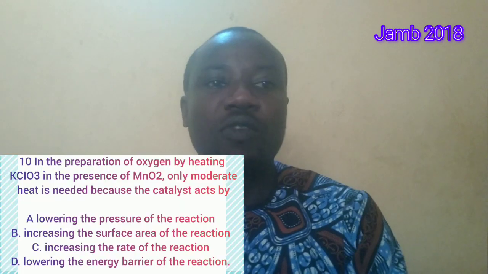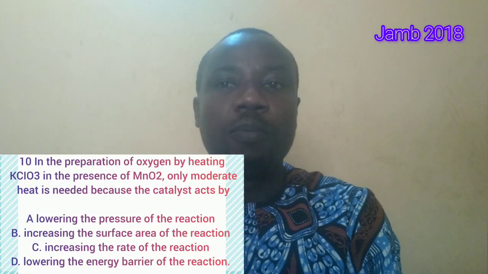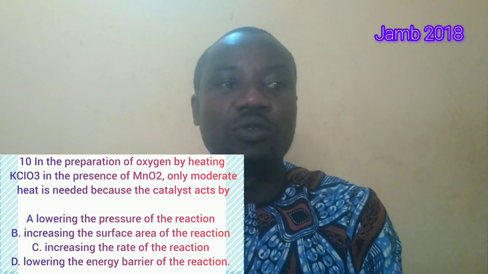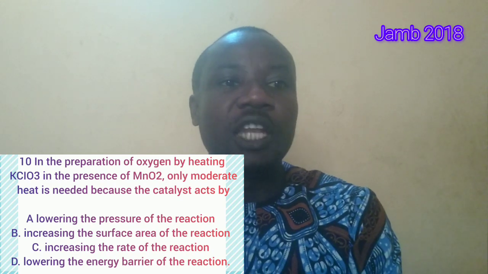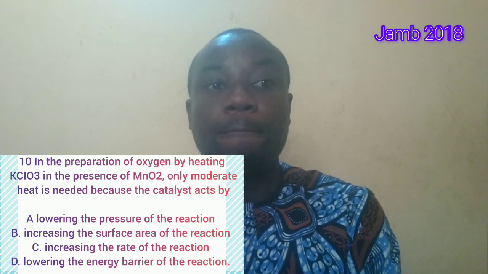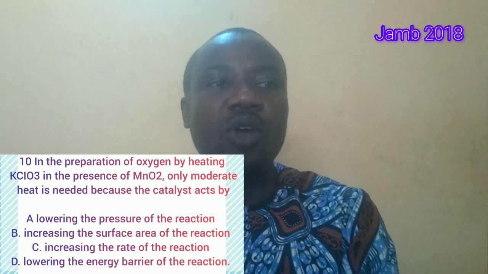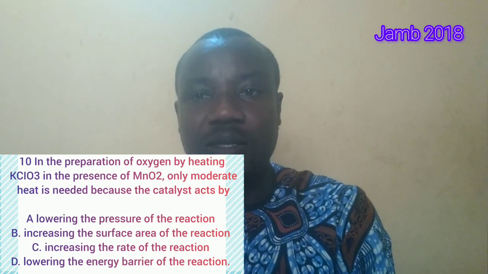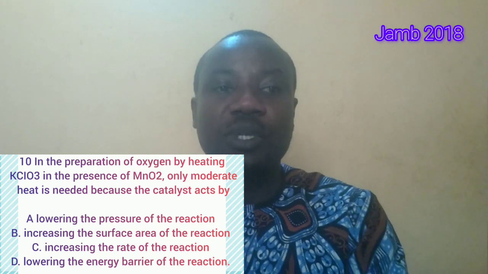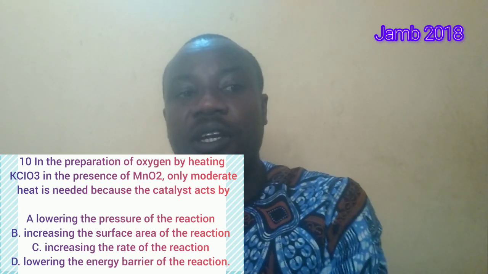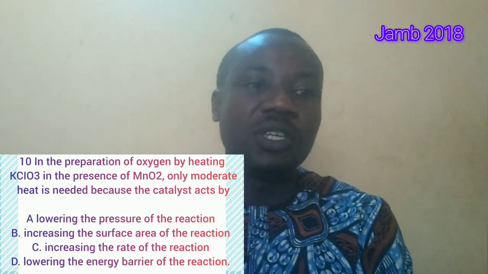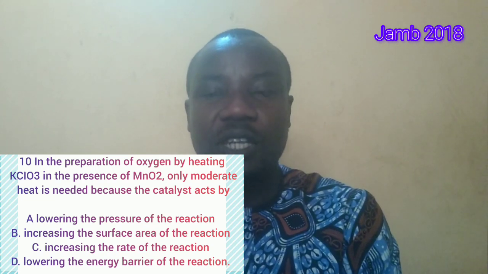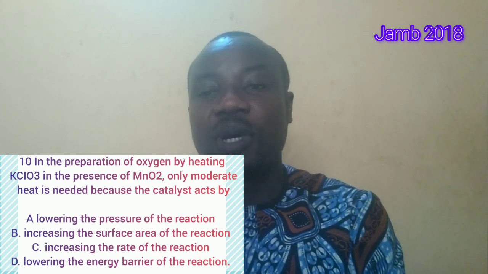Now looking at question number 10. In the preparation of oxygen by heating potassium trioxochlorate 5 in the presence of manganese 4 oxide, only moderate heat is needed because the catalyst acts by A, lowering the pressure of the reaction, B, increasing the surface area of the reaction, C, increasing the rate of the reaction, D, lowering the energy barrier of the reaction.